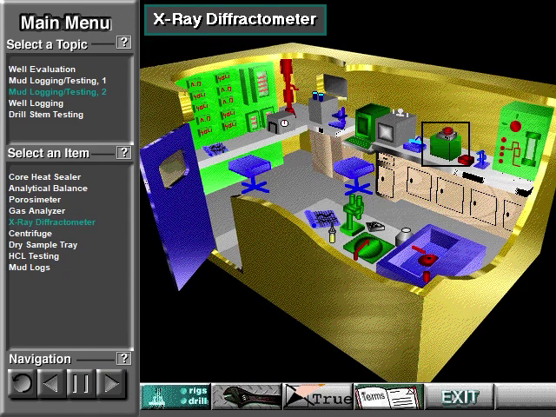An X-ray diffractometer penetrates a rock sample with X-rays. Different types of rock react differently to the X-rays, which allows well loggers to identify a rock structure.